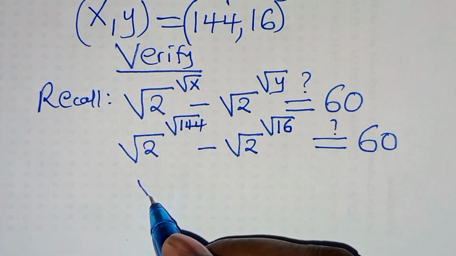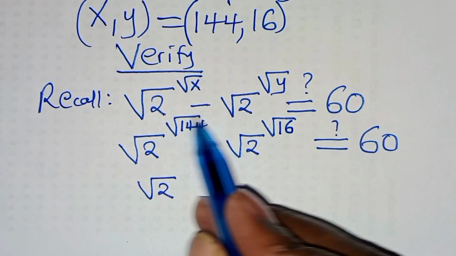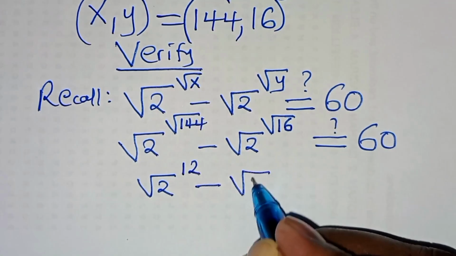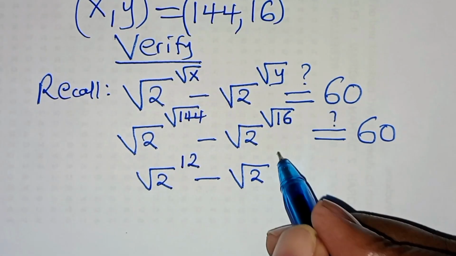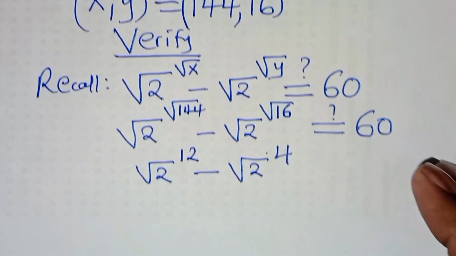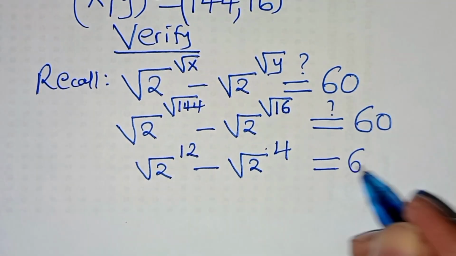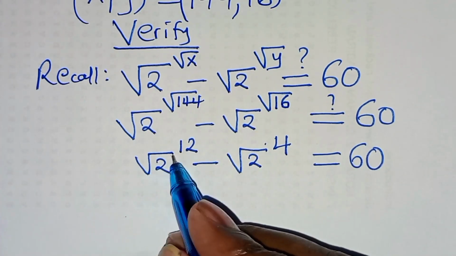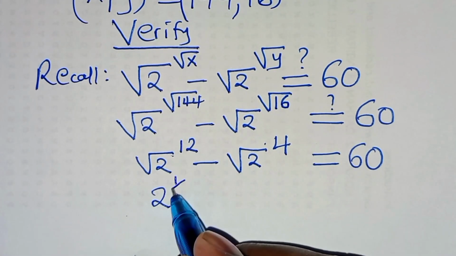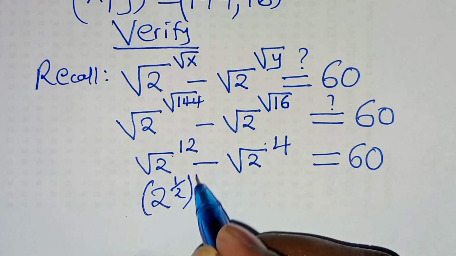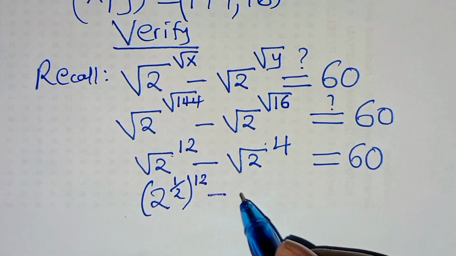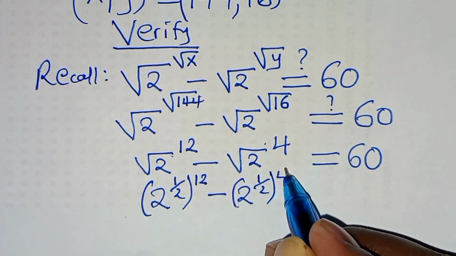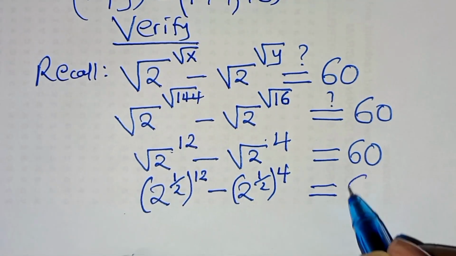So here we have square root of 2 raised to the power square root of 144, which is 12, minus square root of 2 here, raised to the power square root of 16, which is 4. This should give us a value of 60. So this implies that we can express square root of 2 as 2 raised to the power half multiplying by 12, subtract 2 raised to the power half multiplying by 4. This should give us a value of 60.